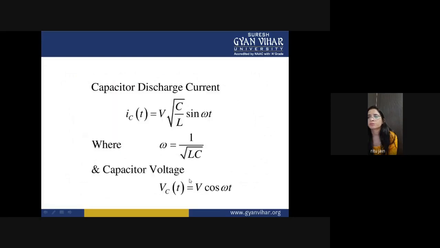So capacitor discharging current ICT is equal to V under root C by L sine omega t, where omega is equal to 1 upon under root LC, and capacitor voltage is equal to V cos omega t.